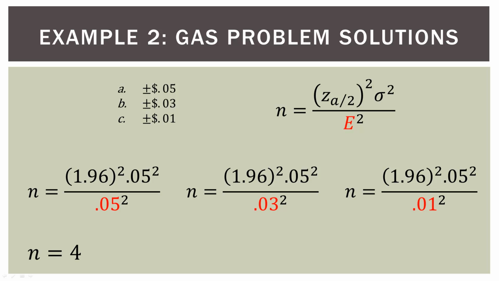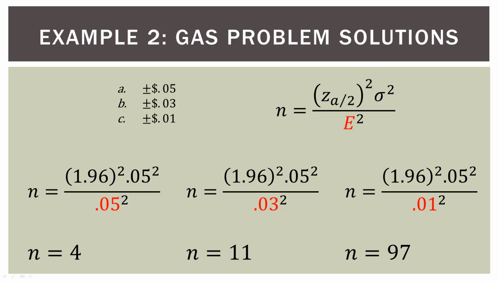When we solve for these, for a margin of error of plus or minus 5 cents, we would only need to select four gas stations. If we wanted to be plus or minus 3 cents, or within 3 cents, that is a sample size of 11. What about within 1 cent? Well, that would be 97 gas stations.